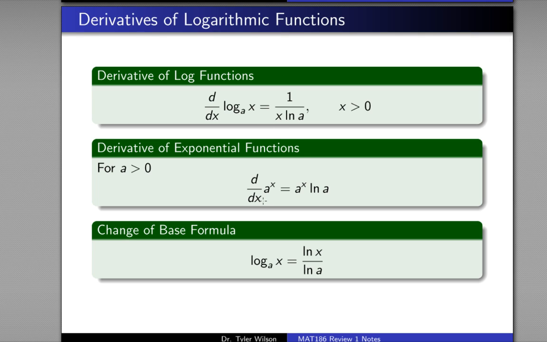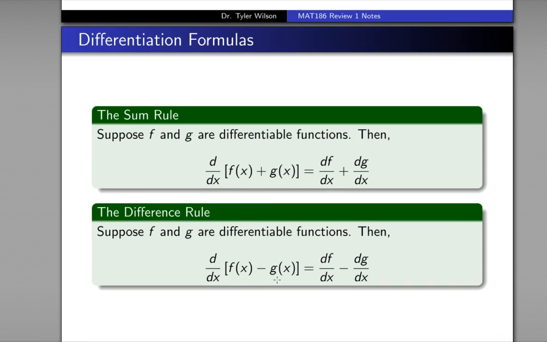Same with exponential functions, the derivative of a to the power of x, where a is some positive number, is a to the power of x ln a. This is also true if your base is e. If you have e to the x here, the derivative is e to the x times ln of e, which is just 1. So what you actually end up recovering. So these are actually much more general versions, and these are very useful as well. If you need to change base for some reason in a calculation, this is a nice little change of base formula that you should memorize.